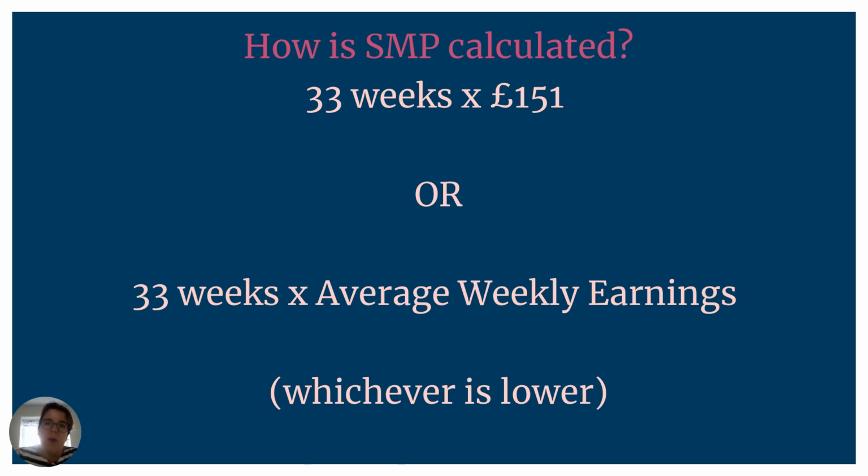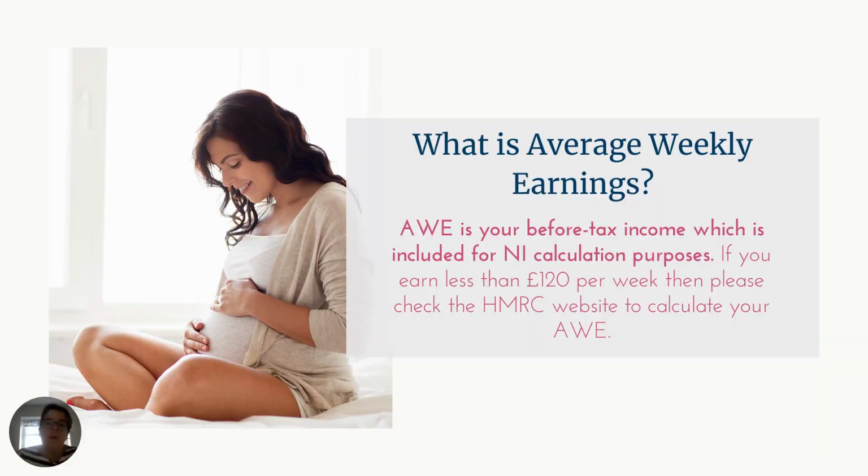Now, if you earn less than £151 a week in your average weekly earnings, they will cap that 33 weekly amount to whatever your average weekly earnings is. So if your average weekly earnings historically has been £100, that is what you'll actually get. So what is average weekly earnings? It's your before tax income, which is included for national insurance calculation purposes. If you earn less than £120 a week, please check on the HMRC website to calculate your average weekly earnings.